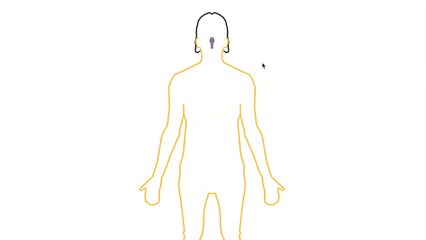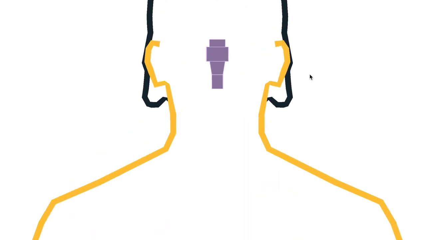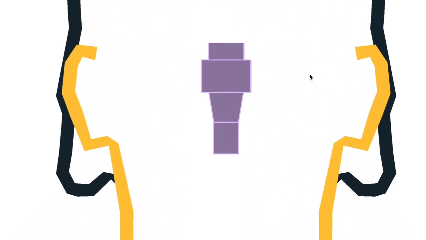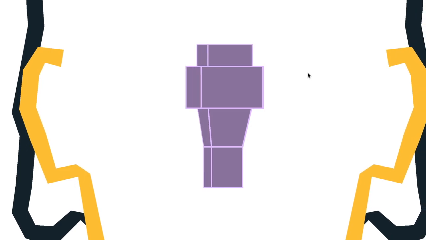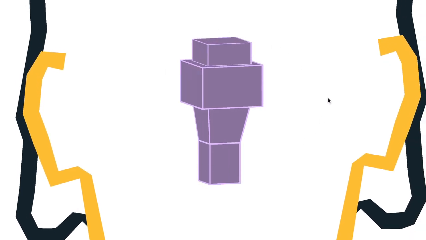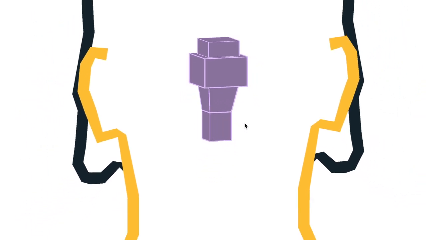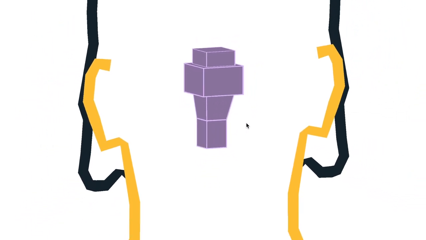The cranial nerves provide us with sight, sound, taste, smell, and much more. We'll be drawing them from the brainstem, here, outwards. But first, let's draw out all of their foramen, the holes in the skull through which they pass.